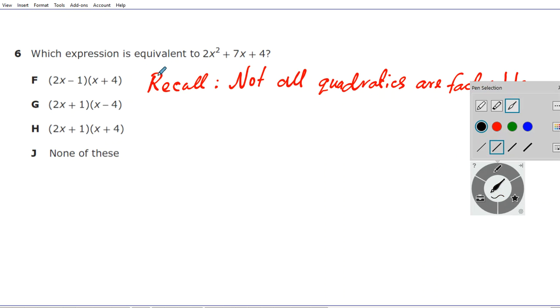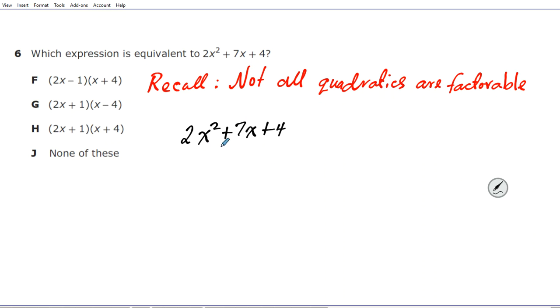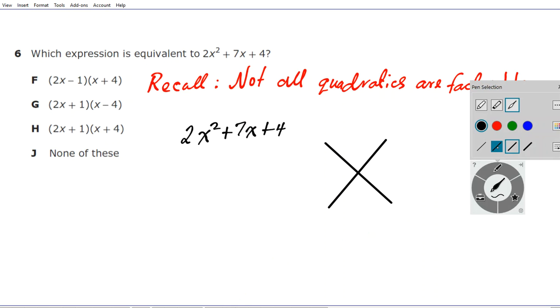Now let's take a look at this particular example. We have 2x squared plus 7x plus 4. We're going to use the x game to factor this quadratic trinomial. The goal is to find two numbers to replace the middle term with so that we can factor by grouping, if possible. So we're going to place AC, the product of A and C, at the top, and B at the bottom.